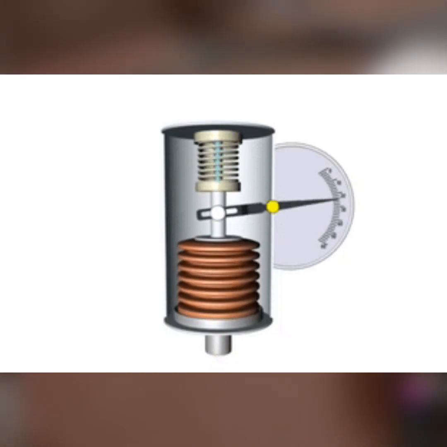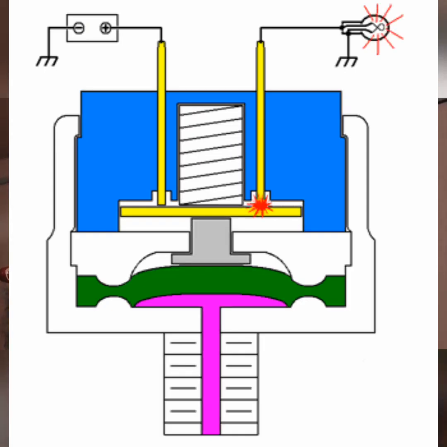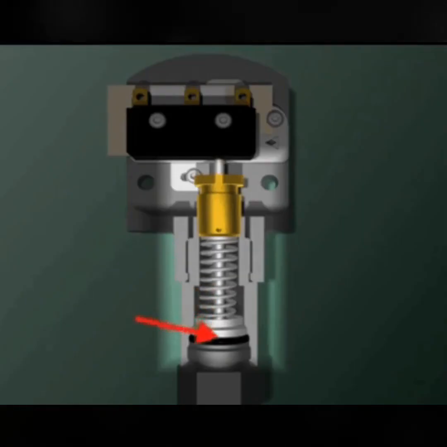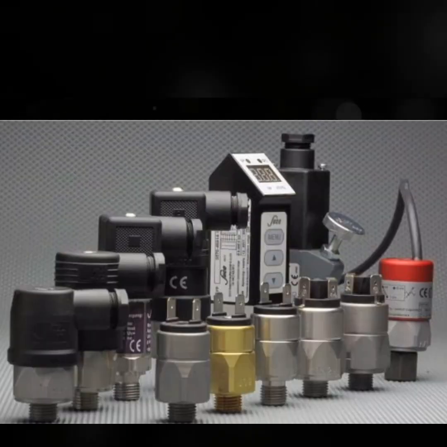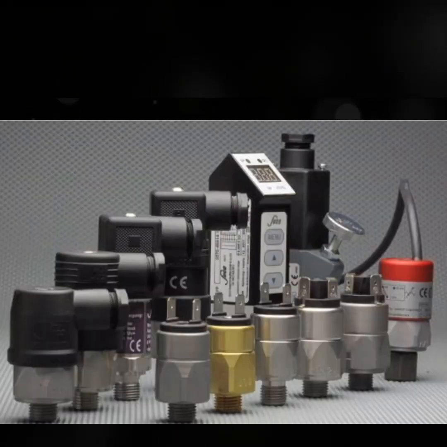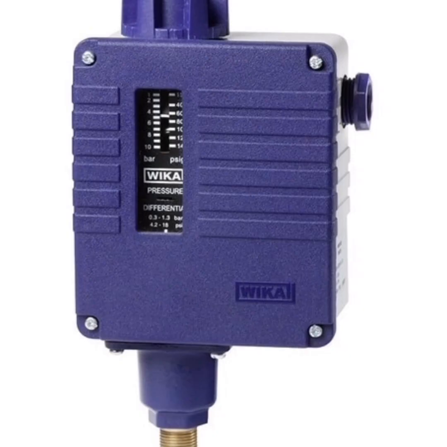So, in a nutshell, whether it's a diaphragm, Bourdon tube, bellows, piston, differential, vacuum, or electronic pressure switch, each plays a pivotal role in various industries. Their functionality, while differing in approach, all center around monitoring and controlling pressure. Remember, the right choice of a pressure switch can make a world of difference in ensuring smooth, safe, and efficient operations.